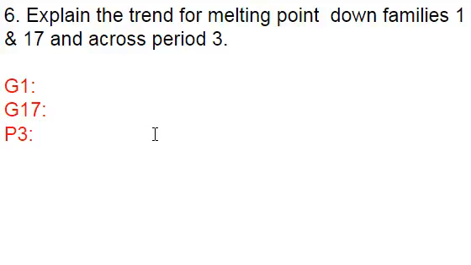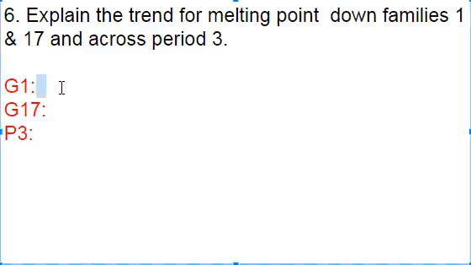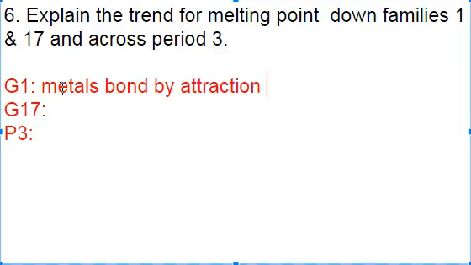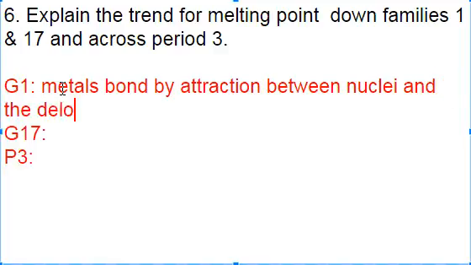Objective 6, explain the trend for melting point down families 1 and 17 and across period 3. Well, down period 1, metals bond by attraction between the nuclei and the delocalized electrons, which are your valence electrons.